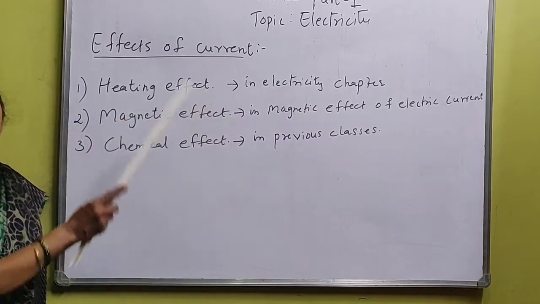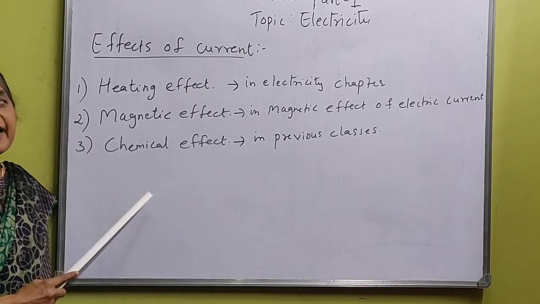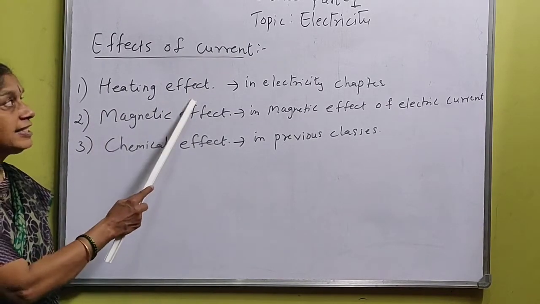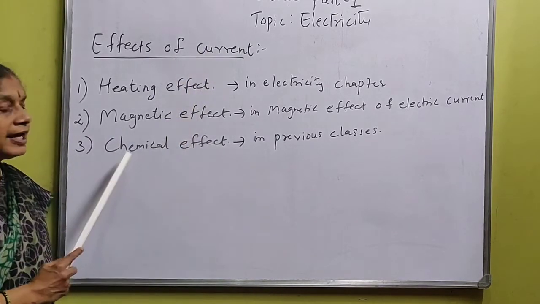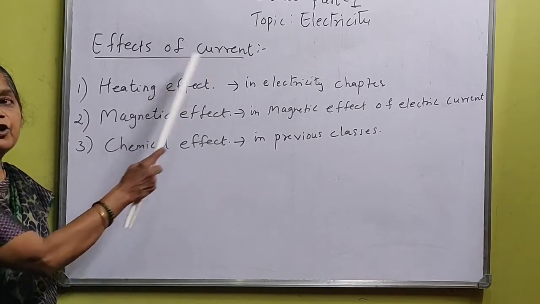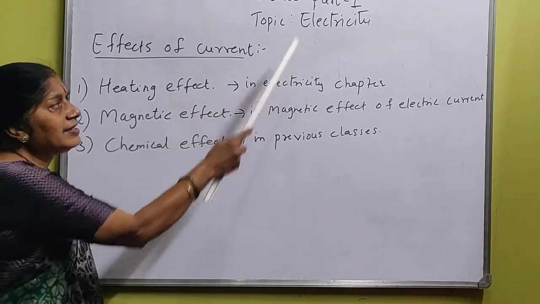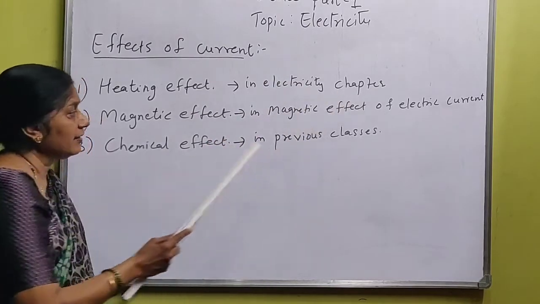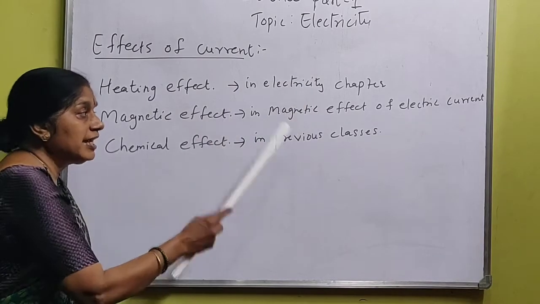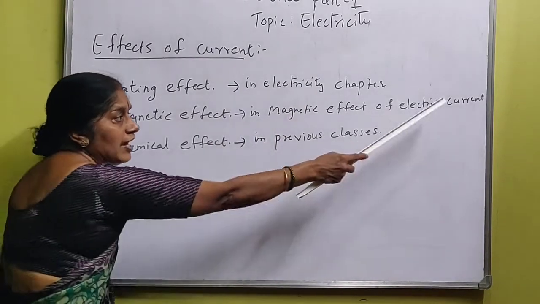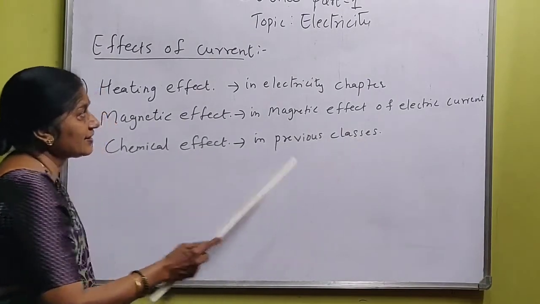Let's see the next topic, effects of current. There are three important effects of current. One is the heating effect of current, the second one is the magnetic effect of current, and the third one is the chemical effect of current. Heating effect of current is in this chapter only, electricity. Magnetic effect of current is in the next chapter, which is named magnetic effect of electric current. The chemical effect was in your previous classes.